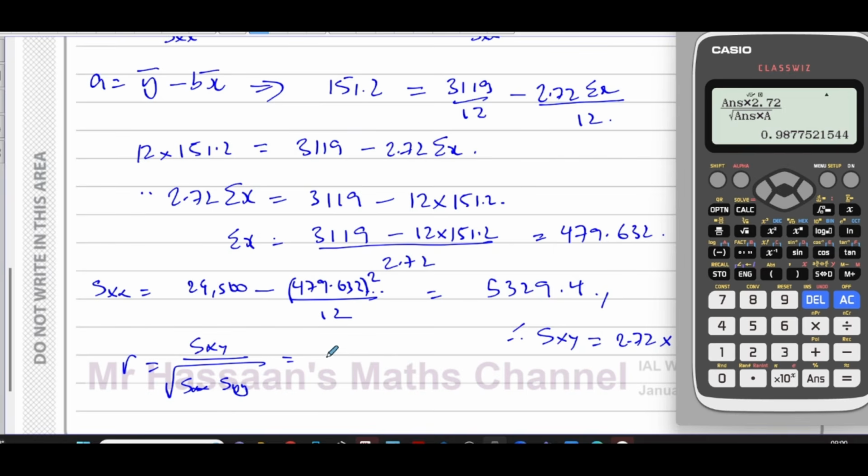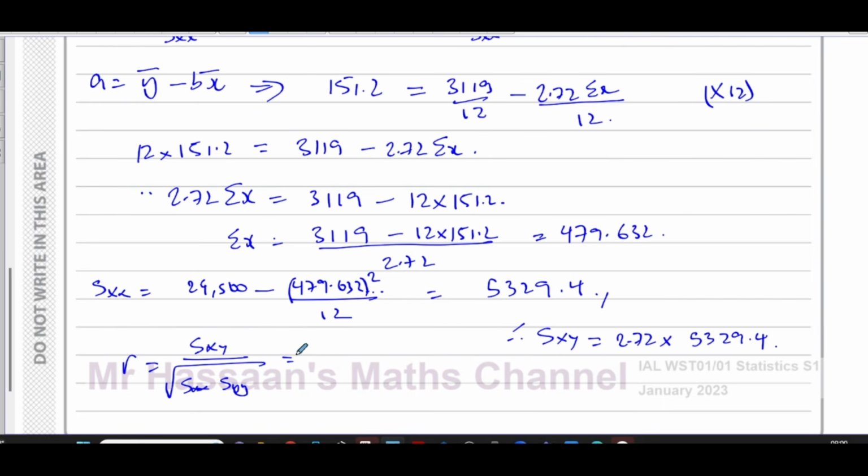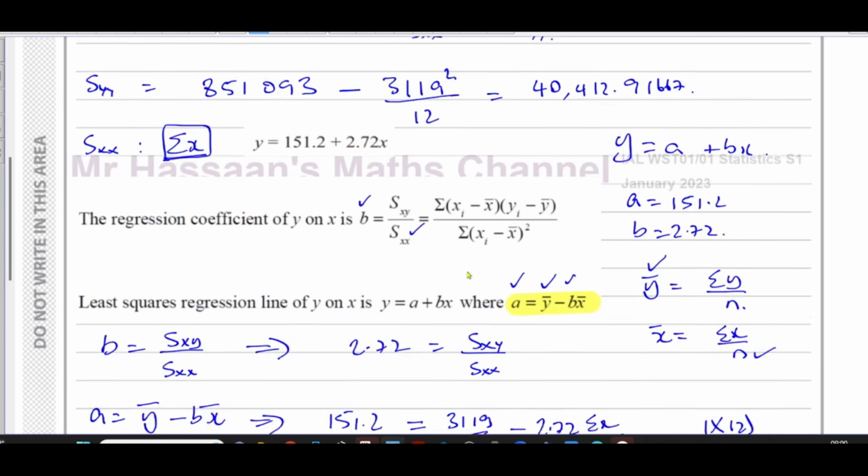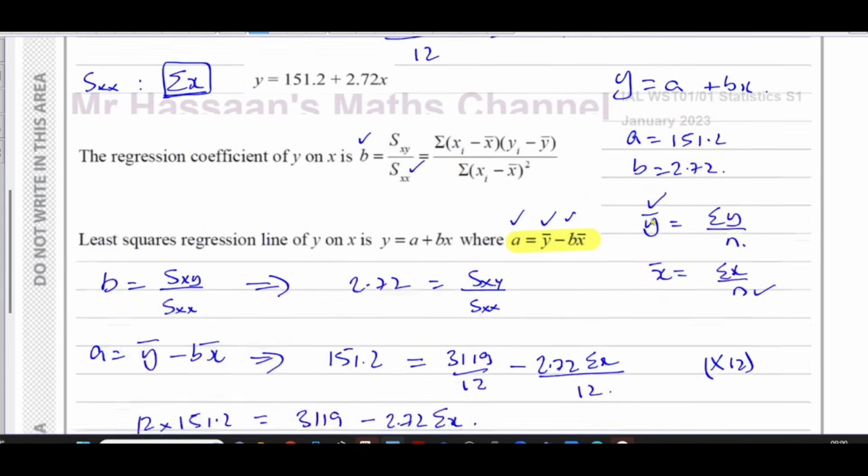So that gives us... well, the best thing for us to do is write down the values that we used. So I'll put 2.72 times 5329.4... over the square root of SXX, which was 5,329.4, multiplied by SYY, which was 40,412.9.